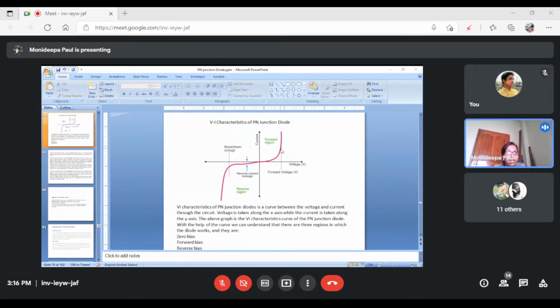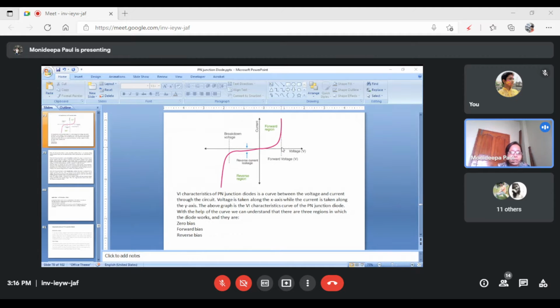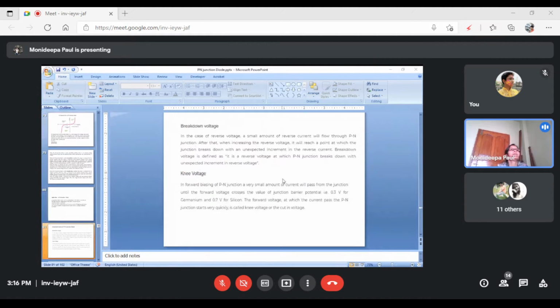This is the forward voltage, not the reverse voltage. At the forward voltage at which the current goes upward, that means the current varies directly proportional to the voltage, this voltage is known as the knee voltage. Is it clear for everyone, what is the knee voltage? It is the voltage at which the external supply voltage overcomes the barrier potential and the current follows the conduction rule, that means Ohm's law: current is directly proportional to the voltage. This potential is known as the knee voltage.